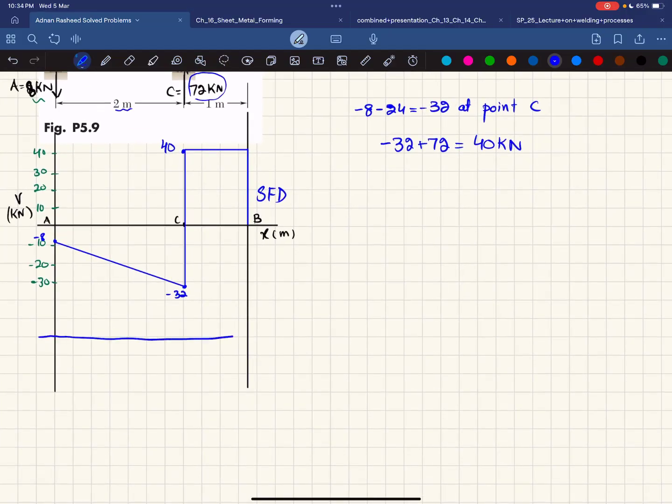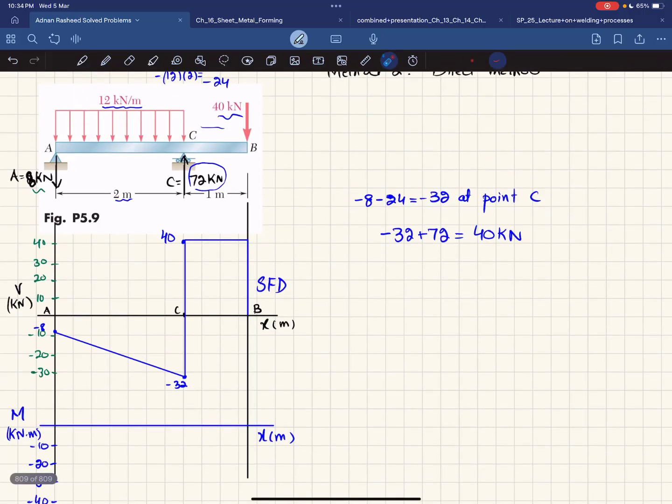Now the second thing is that we have to find the bending moment, and again x is in meter. Here you have bending moment which has unit kilonewton meter. Let each division be 10. So below is minus 10, minus 20, minus 30, and minus 40. Now at x equal to 0, the moment will be equal to 0. So I will get this point. The initial point is this one, which is 0.